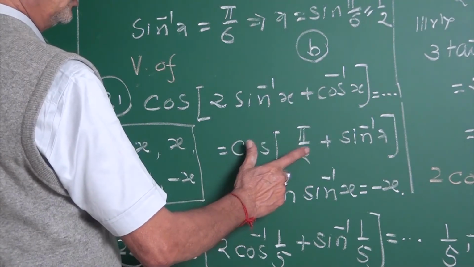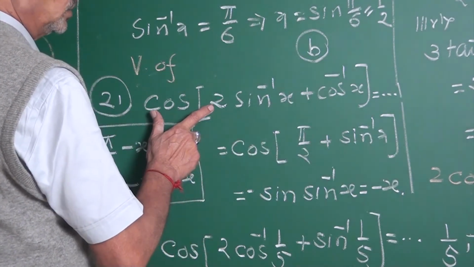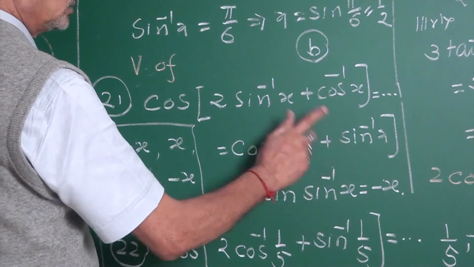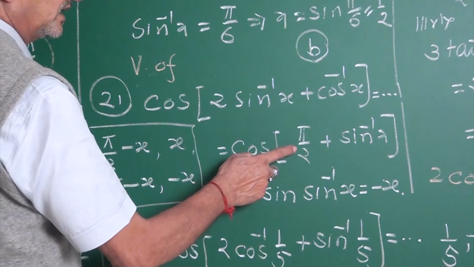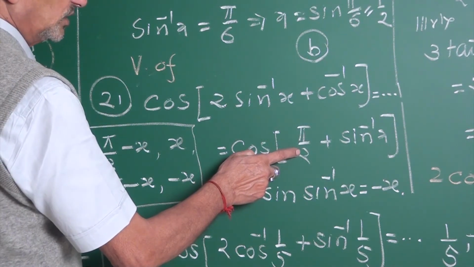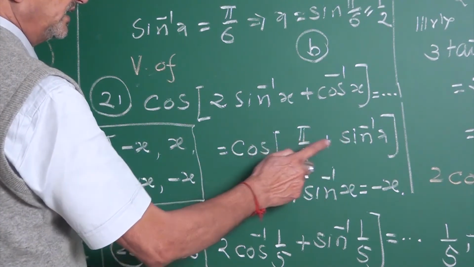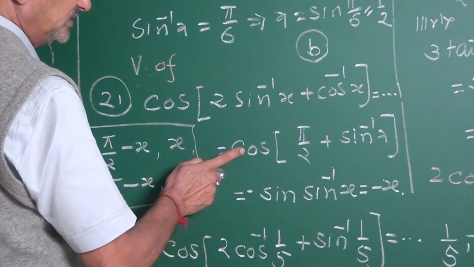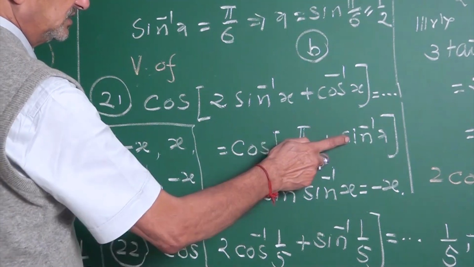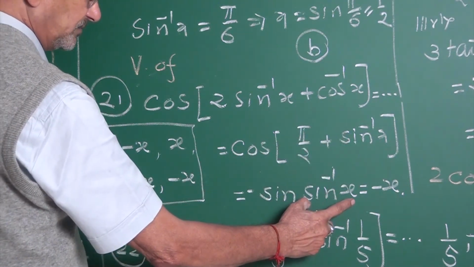plus 1 less. 2 minus 1 is 1, into sin inverse x. Allied angle formula, my friends. What is this? Pi by 2 plus theta. Cos of 90 plus theta. 90 means cos changes to sin. Theta is sin inverse x.